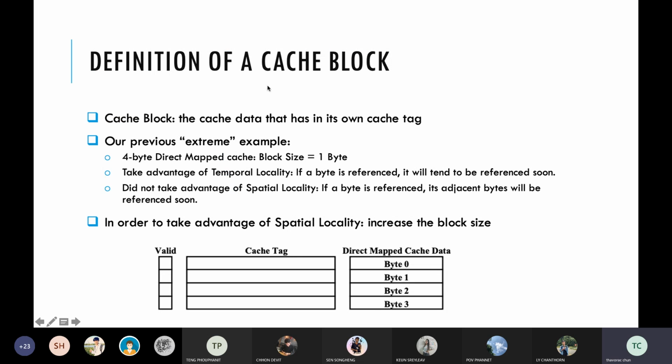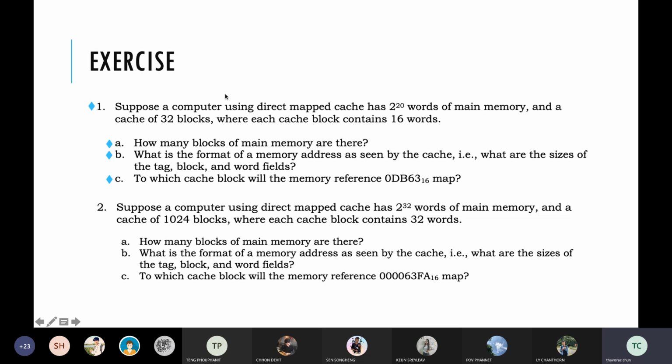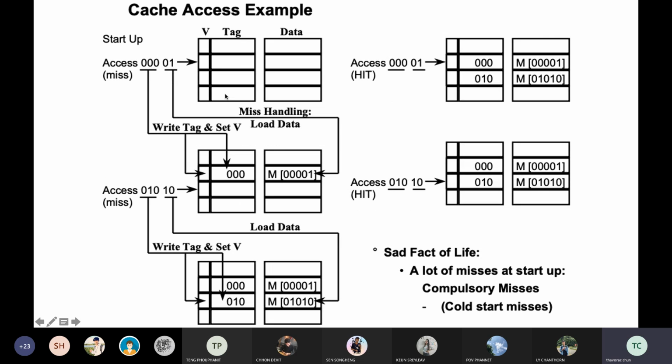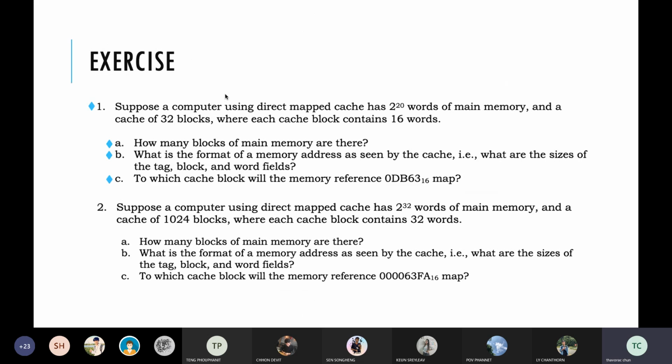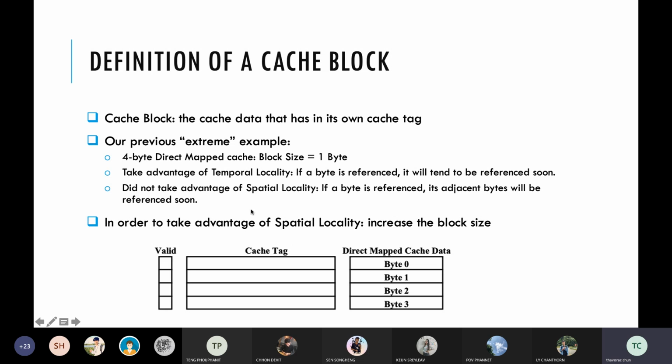So today we start from this slide presentation. From last week, we have done all the lessons up until the direct map cache, as well as two exercises. These two exercises come from the book, so you can look for more exercises in the book. And also today's session, we also work on some exercises from the book as well. So we continue from this.